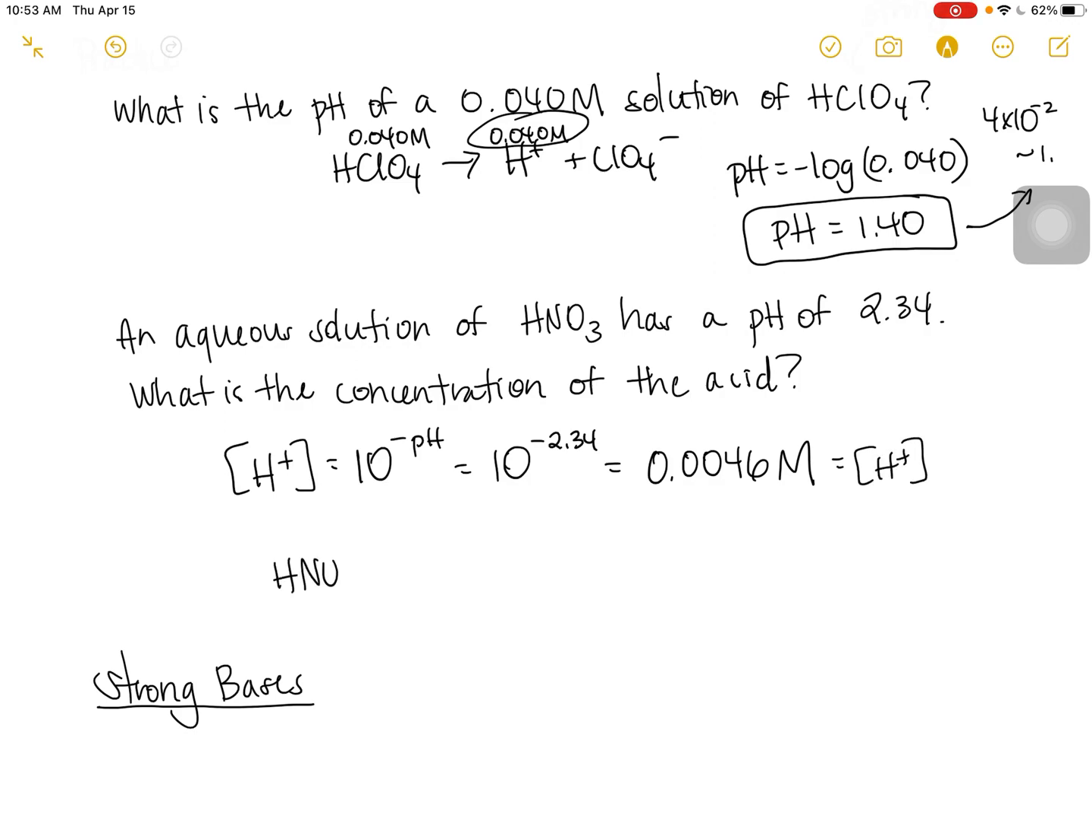But because nitric acid has 100% ionization, then I can say that if this concentration is 0.0046, so was my original concentration of the acid. So not only is 0.0046 molar the concentration of the H+, but it's also the concentration of the acid that I started with. So strong acid calculations are very simple for us because we can make this direct correlation between the concentration of the H+ and the concentration of the acid, since it's 100% ionization.